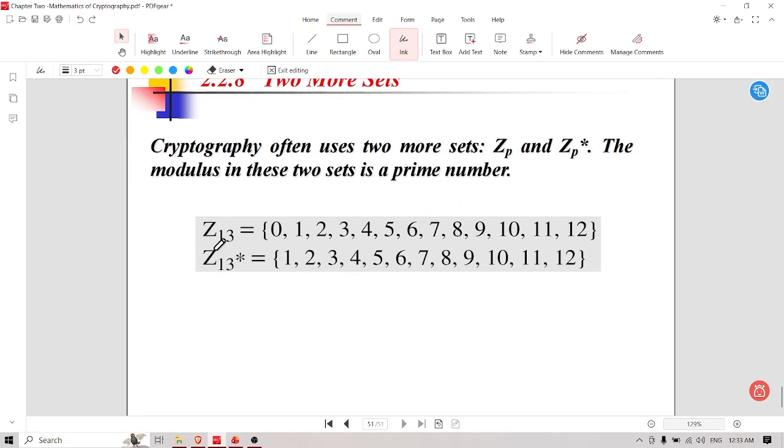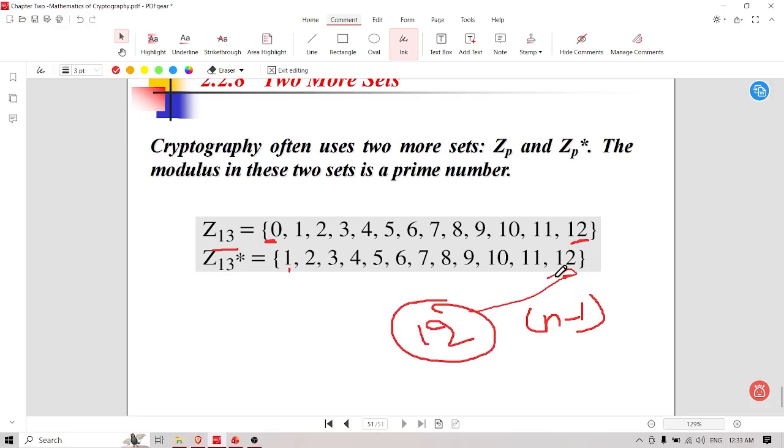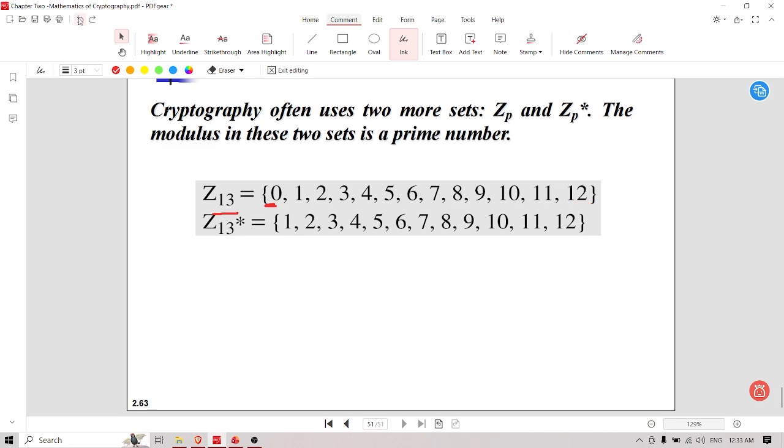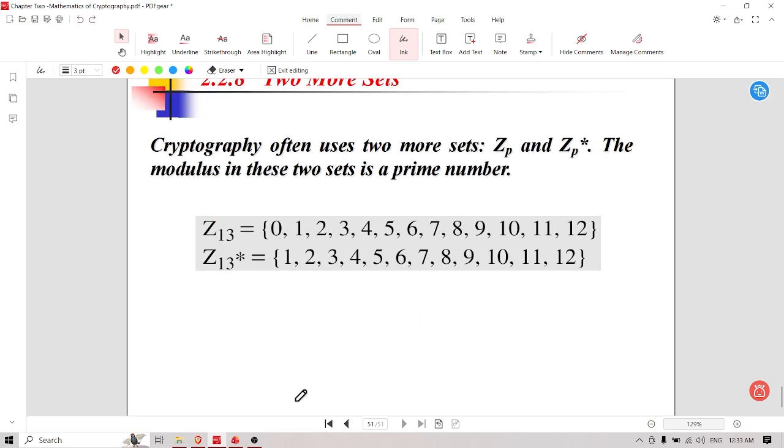Two more sets. Z13 would be starting from 0 to 12. Z13 asterisk would be 1 to 12, because we say n minus 1 for the set, and 13 would be until 12. That's why we say 12. And this would be the end of this video. I hope you understand it, because this would be the base of our next sessions.